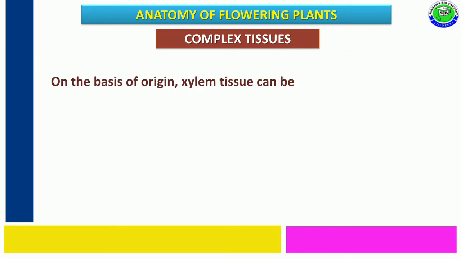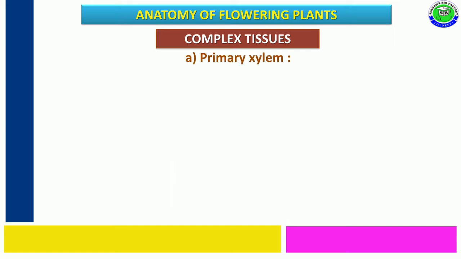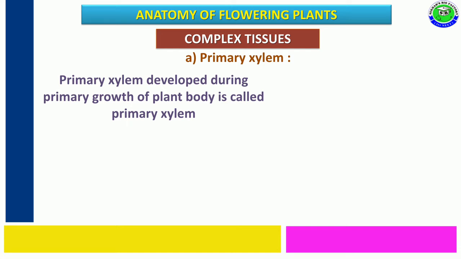Along with this, the xylem tissue is basically two types based on origin. The first type is primary xylem and the second type is secondary xylem. The primary xylem is developed at the beginning, due to primary growth by primary meristematic tissue, and this primary xylem is again of two types.